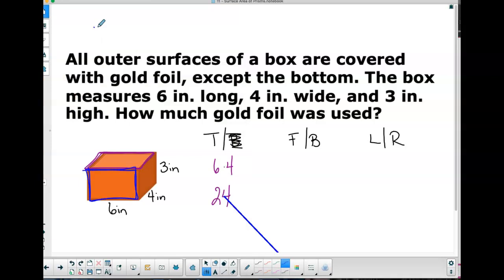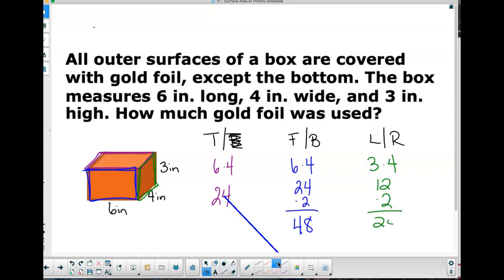Okay, so it works. So we'd have 6 times 4 is 24, and then I have to multiply that by 2 because I want the front and the back. So 48. Okay, then the last one is the left and the right. The left and the right is 3 times 4, 12 times 2, 24. Finally, add these all together. 24 plus 24 plus 48.